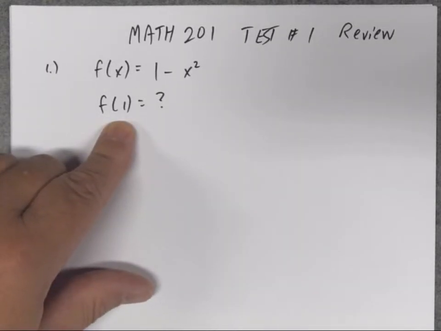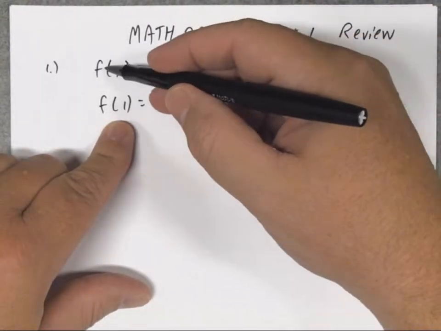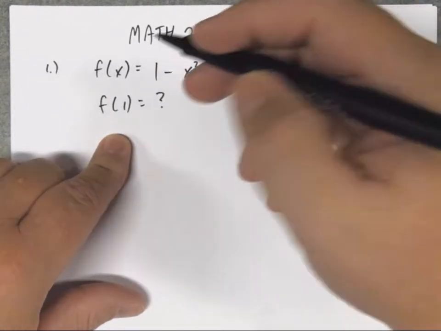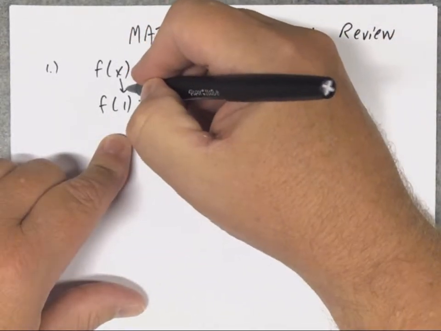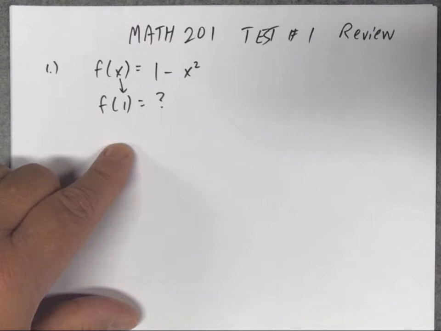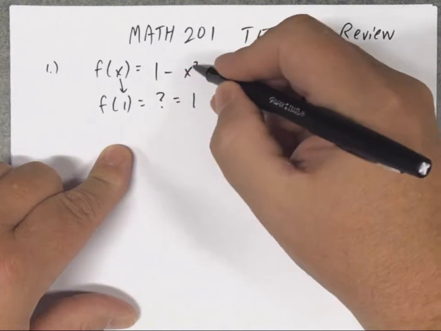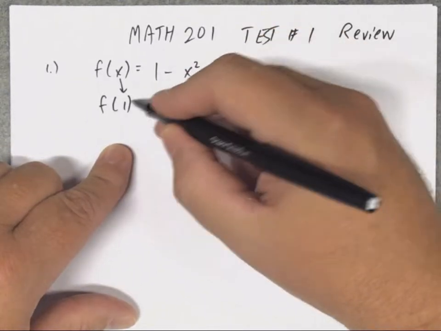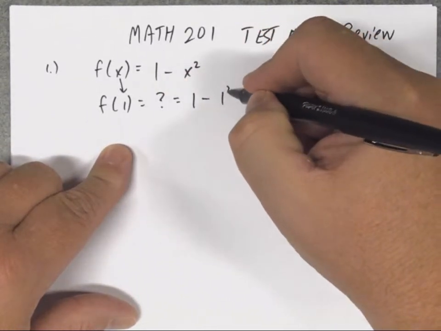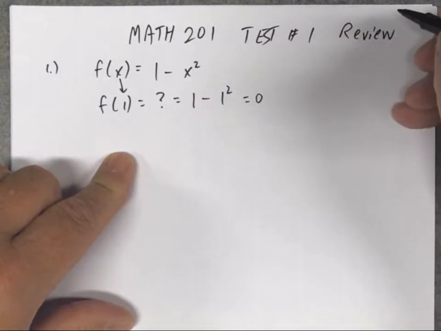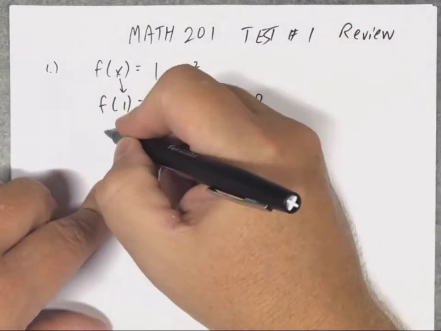So once again, function notation means we've got our f function up here, 1 minus x squared. F of 1 says you go to your function, every place you have an x, you replace it with 1. So 1 minus x squared, but instead of x, I put in a 1. So 1 minus 1 squared, that's 0.